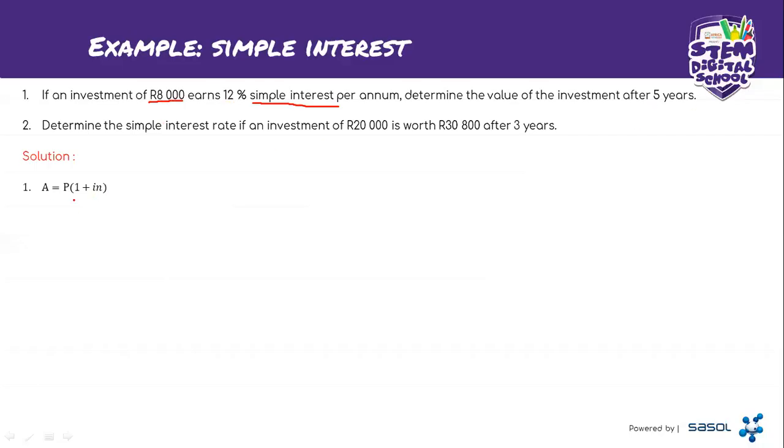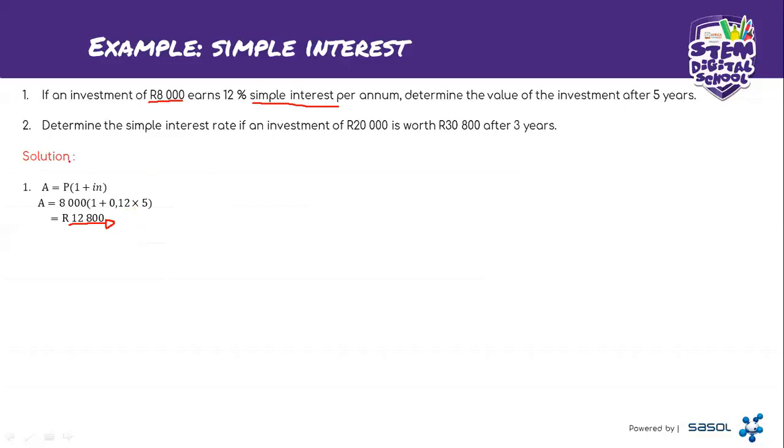Then we're going to substitute that. You can see where you see P, you just substitute with 8,000, and then i is 0.12. Remember, i you always divide by 100, then times 5. Then the answer that we're going to get is 12,800. So that is the amount of money that we're going to get after five years.